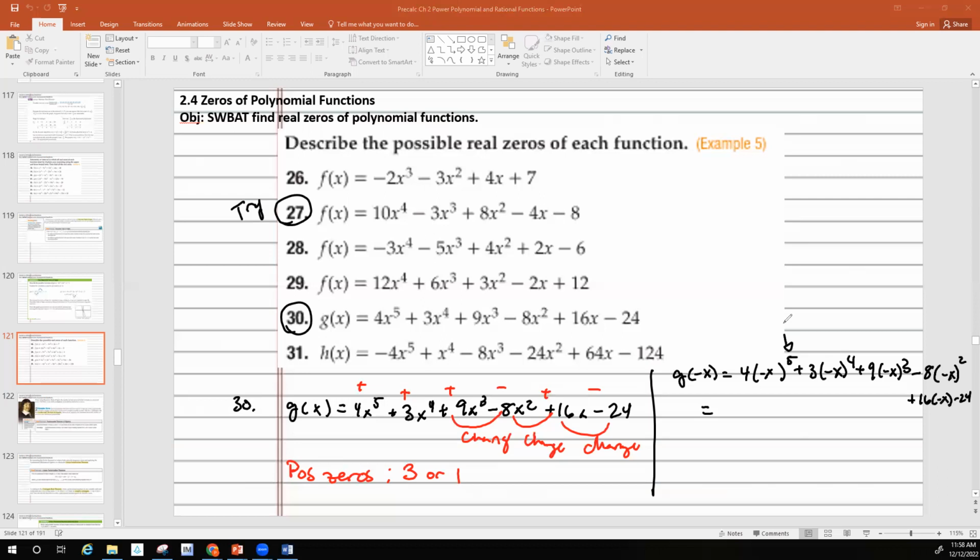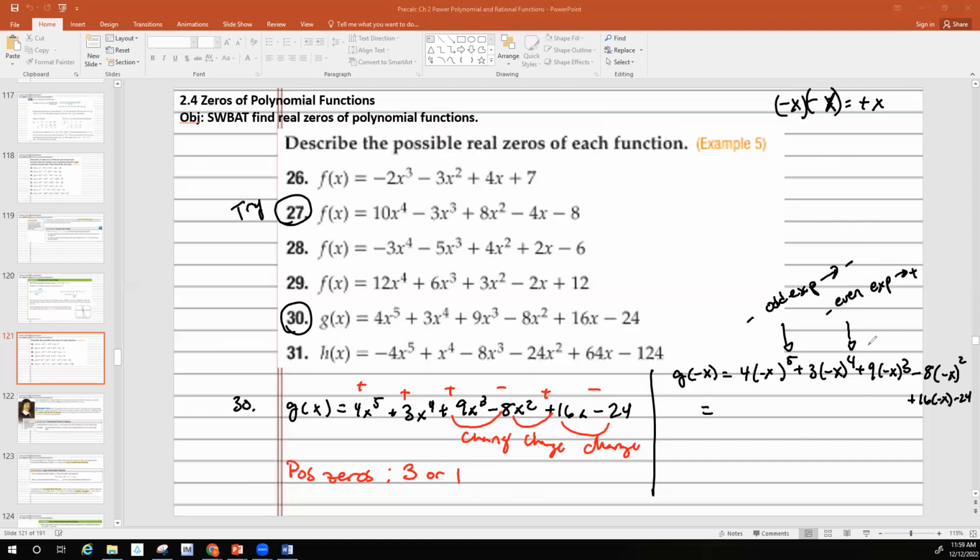So remember, whenever you have an odd exponent and a negative, that means it's going to be negative. Negative x with an even exponent means it's going to be positive. The reason why is because you have a negative times a negative, like a negative x times a negative x. It's going to be positive because you have 2 negatives there. Whenever you have an even amount of negatives, it's positive.